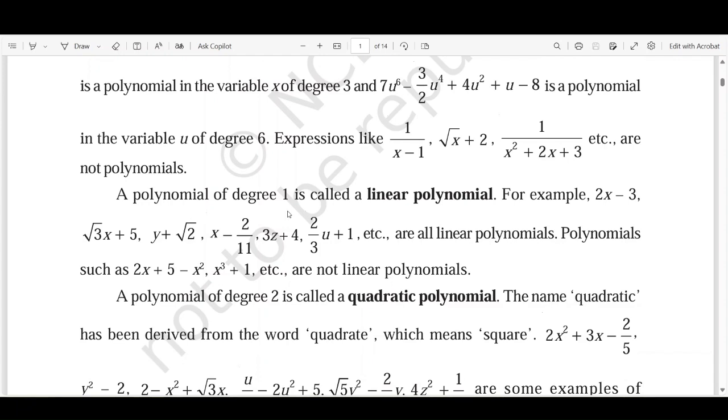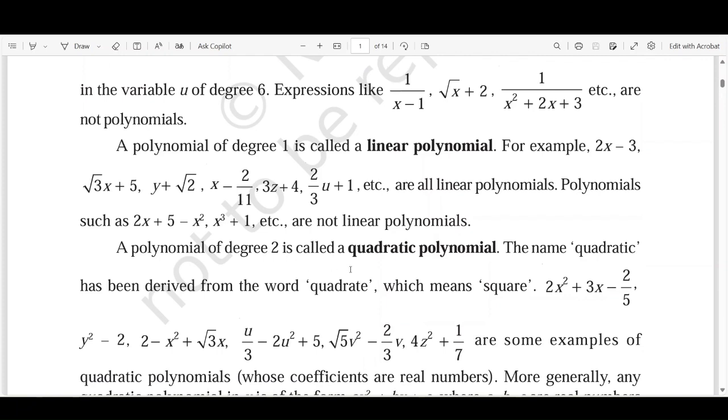If your polynomial is of degree 1, then we call that a linear polynomial. And they have given a few examples: 2x minus 3, root 3x plus 5, y plus root 2, x minus 2 by 11, 3z plus 4, 2 by 3 u plus 1. So, here the degrees of the polynomials involved are all 1. Therefore, these polynomials are considered to be linear polynomials, right? And if your degree is 2, then we call that polynomial a quadratic polynomial.